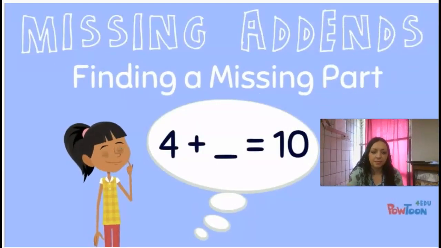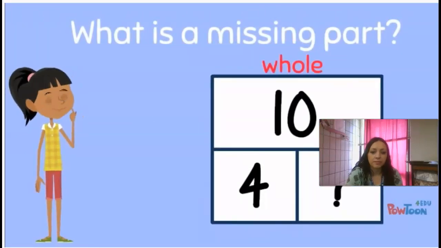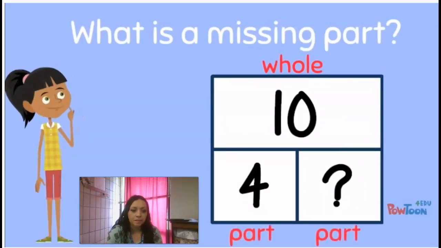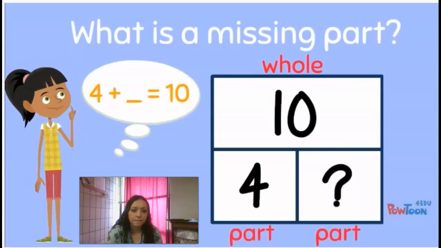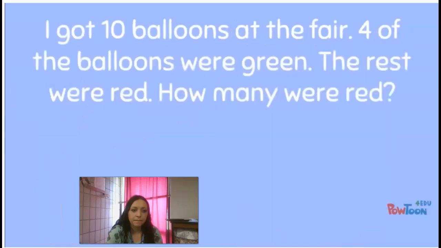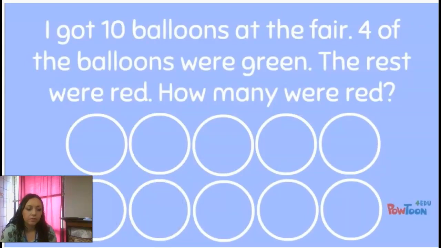Missing add-ins, finding a missing part. What is a missing part? This is a part-whole model. The top shows the whole, or the total. The bottom shows the 2 parts that add together to make the whole. So in this problem, it shows that we have 4 plus something equals 10. Here's a word problem that matches. I got 10 balloons at the fair. 4 of the balloons were green, the rest were red. So how many were red? I'm going to draw 10 circles to represent the 10 that I know I have in all. Now, I know that 4 were green, so I'm going to draw 4 green balloons. The rest were red, so I'm going to fill in the rest with red balloons.